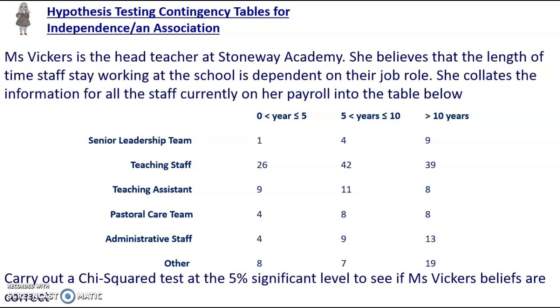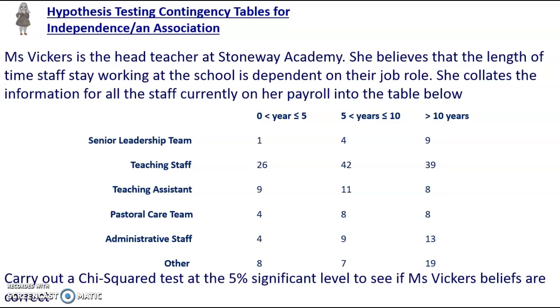She's collated information for all the staff currently on payroll, and it's given in our table where we have staff working for 0 to 5 years, 5 to 10 years and more than 10 years with the different job roles that they can take in the school. We're asked to carry out a chi-squared test at the 5% significance level to see if Miss Vickers' beliefs are correct.